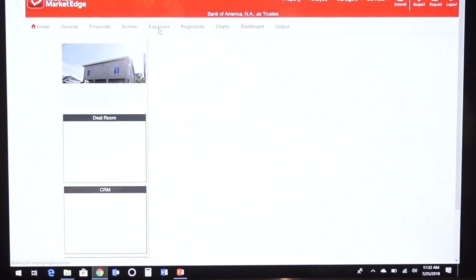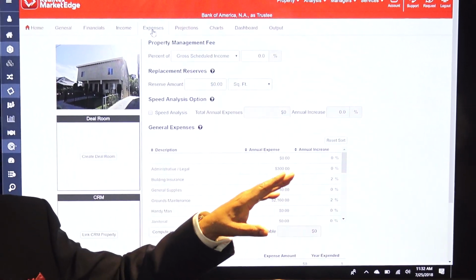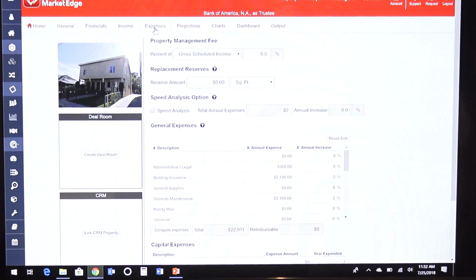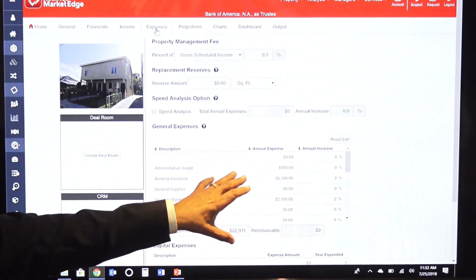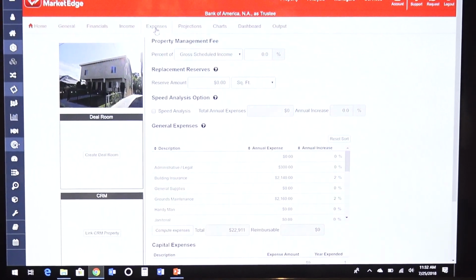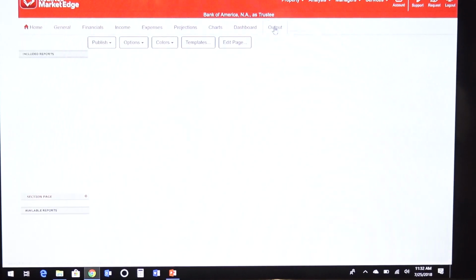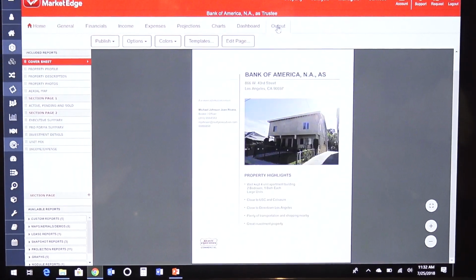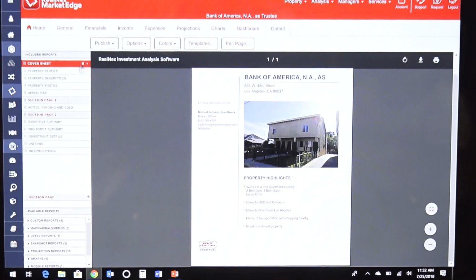Then what you do is put your expenses in. What are your expenses again? Taxes, utilities, maintenance, management, insurance. All of that goes in there, okay? So after all of that is in there, you want to generate a report for your investor that shows what they're looking at.